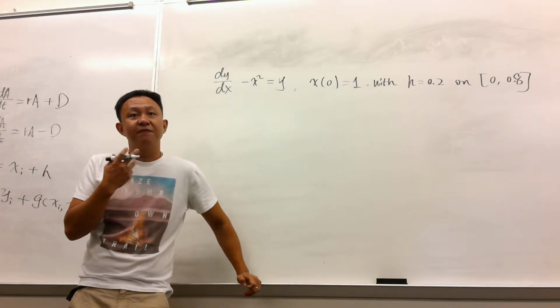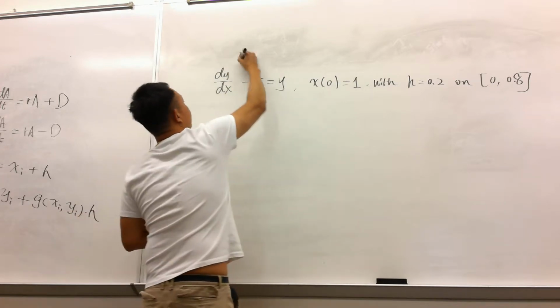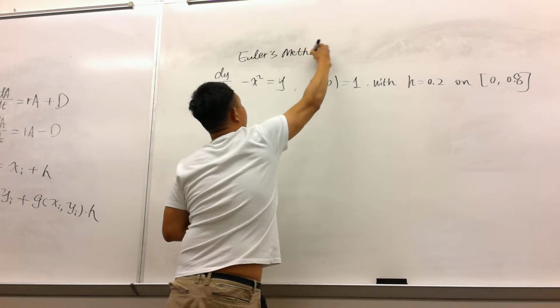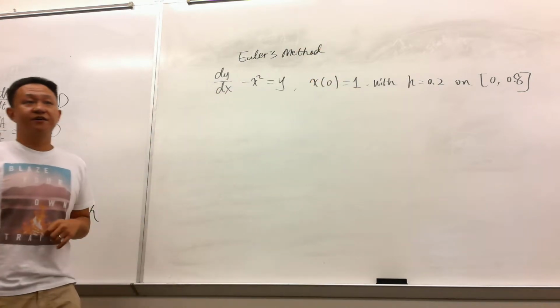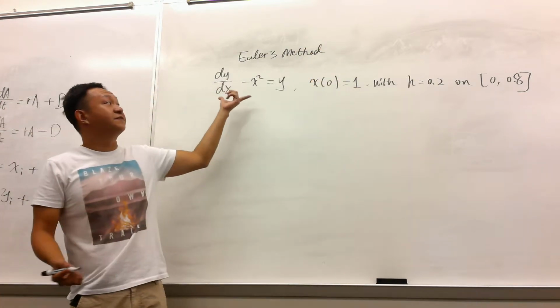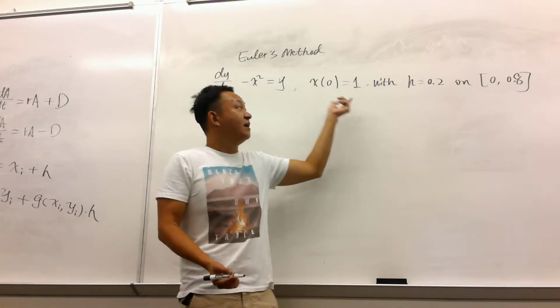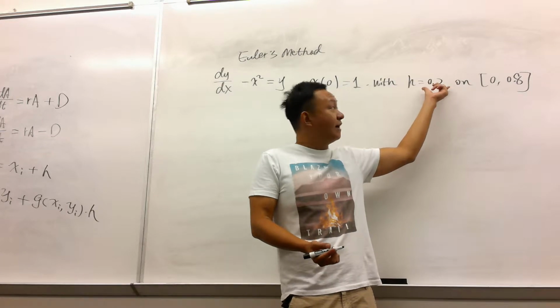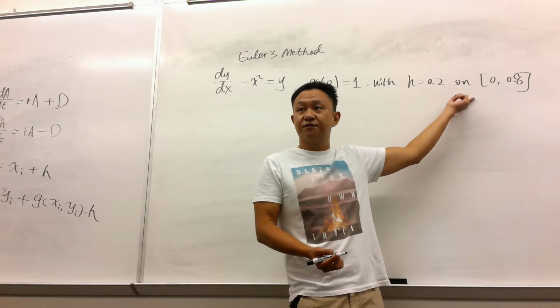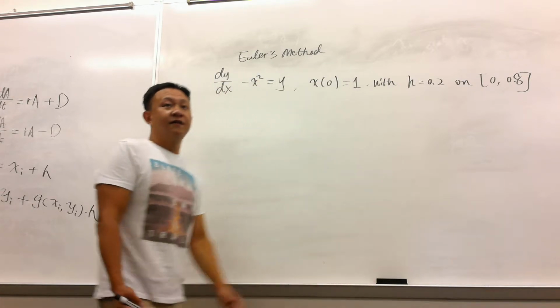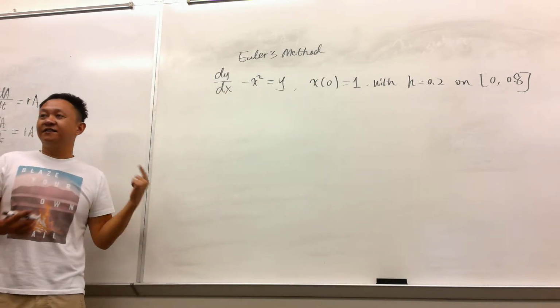You don't care, okay? If we say Euler's method, we want you to do approximation, not really finding the true solution, okay? So the question is like what? Use Euler's method to approximate the solution of the differential equation with the initial condition x0 equals 1, with length of each step h equals 0.2 on the closed interval from 0 to 0.8. All right. So guys, is there any information you have right now?